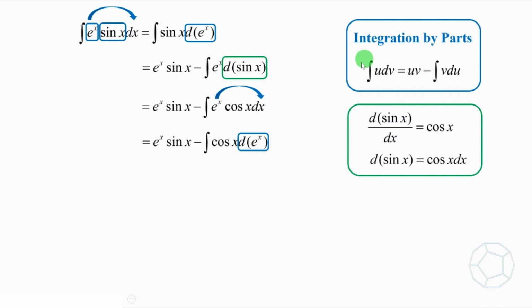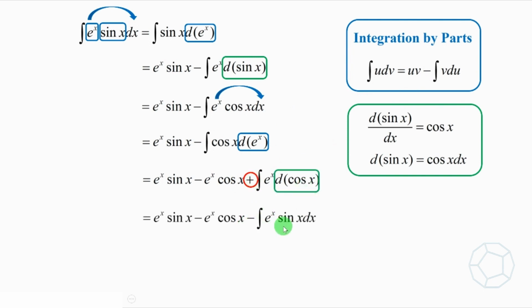Then we use integration by parts for the second time. The first term is the product e to the power of x times cosine x. While for the second term, we swap cosine x and e to the power of x in the integral. Here, be careful about the sign. We have two negative signs, giving a positive sign. For this term, we differentiate cosine x to get negative sine x. Don't miss the differential dx at the back.